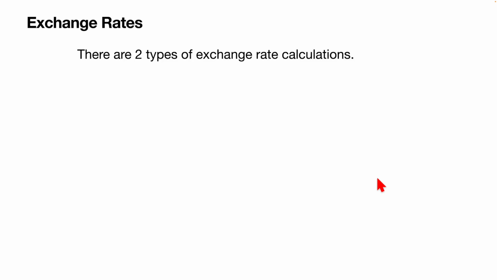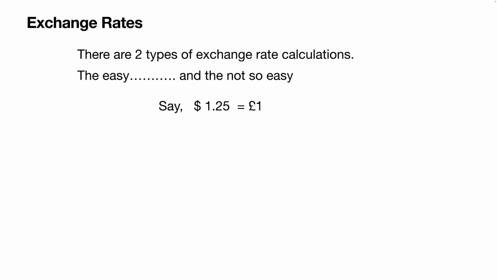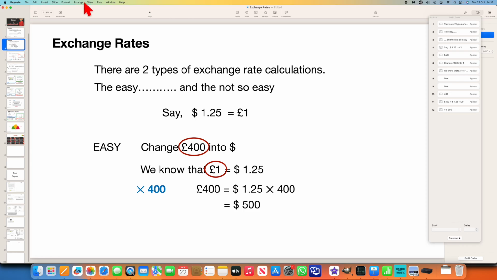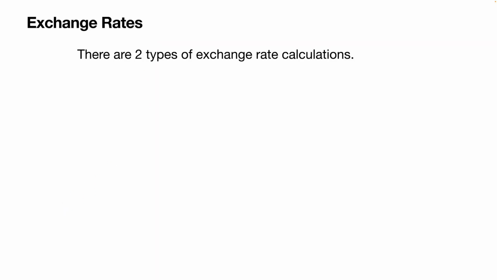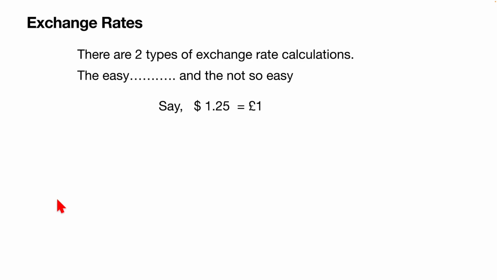There are two types of exchange rate calculations, the easy and the not so easy, or tricky. So let's go back to our idea where $1.25 is equal to a pound.